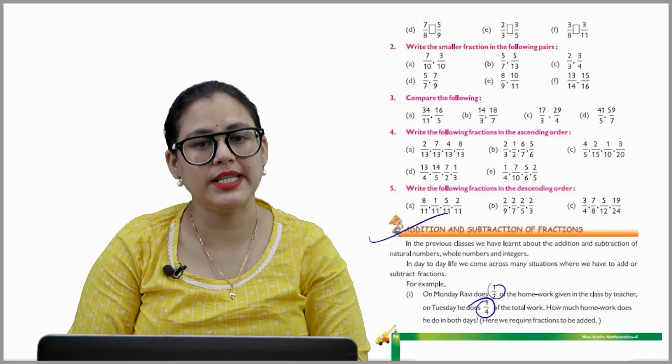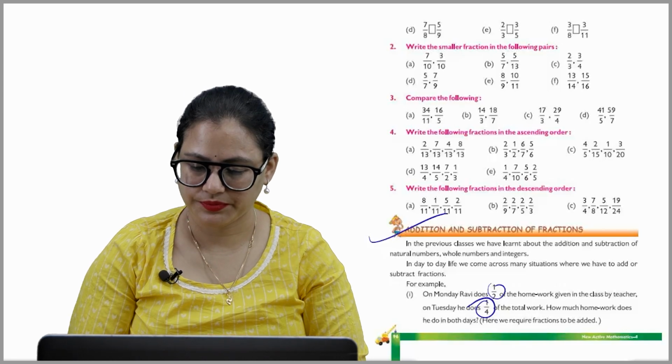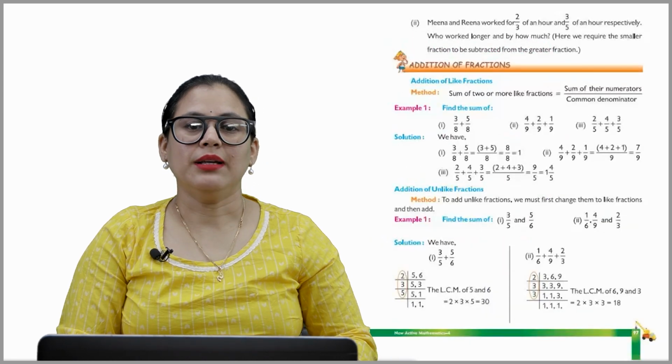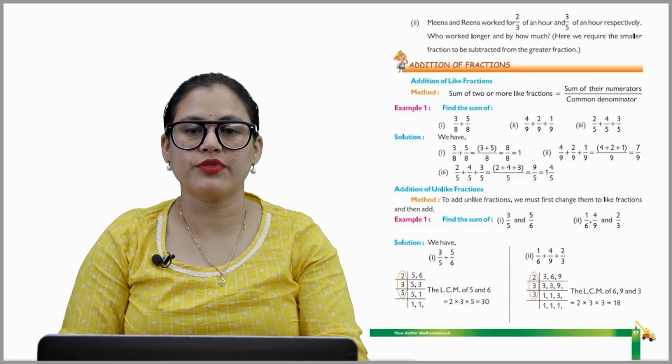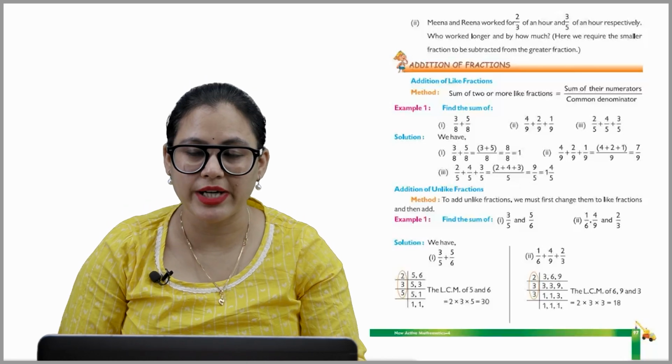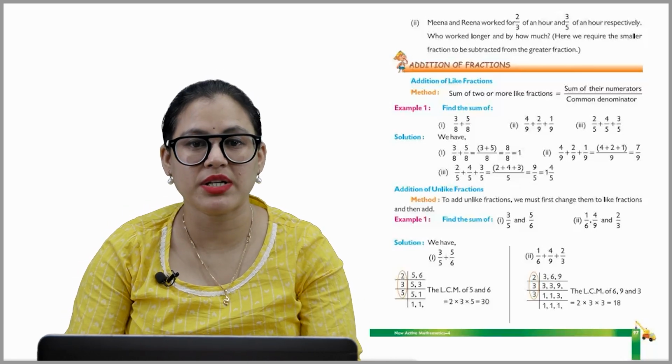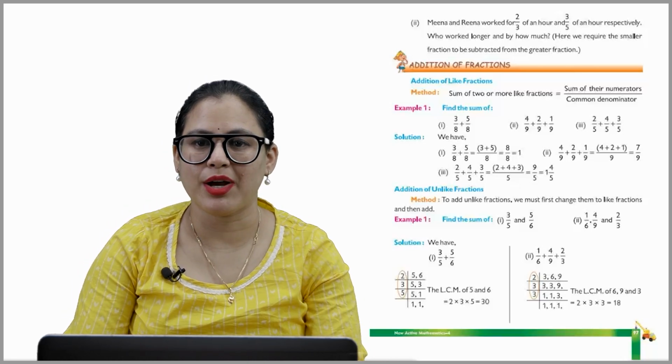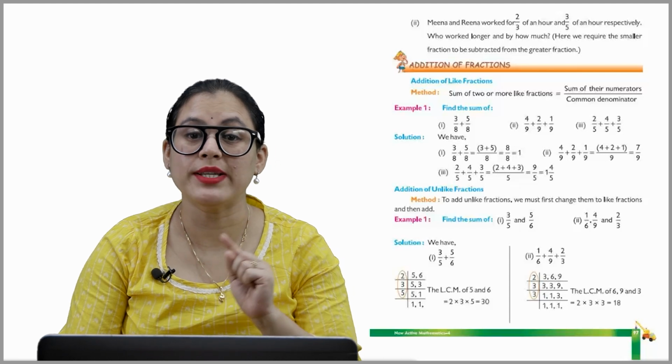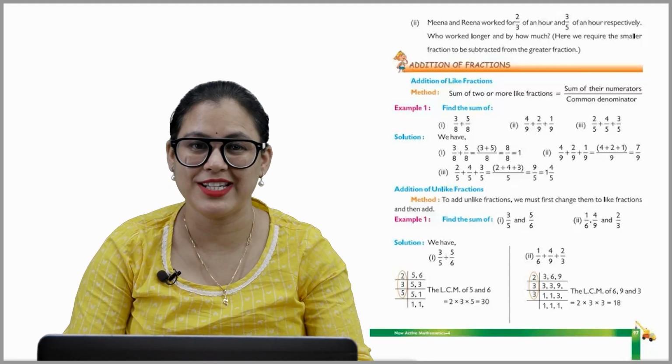So we will add up these fractions, right? Number 2, Meena and Reena worked for 2 by 3 of an hour and 3 by 5 of an hour respectively. Who worked longer and by how much? Here we require the smaller fraction to be subtracted from the greater fraction, right?